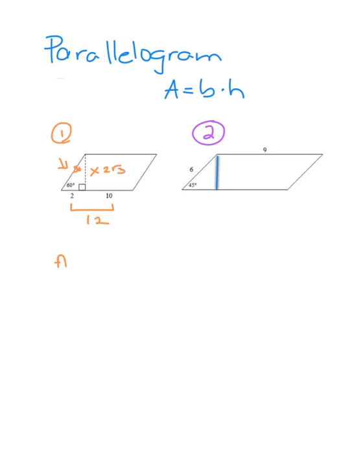So my area is going to be the base, which is 12, times the height, which is 2 root 3. So our total area is 24 root 3. And because we don't have any units, we're just going to say units squared because we know area is always squared.